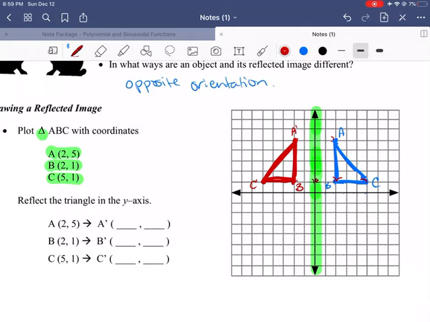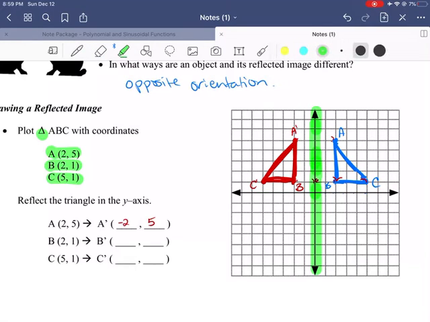So let's talk about what the coordinates are of this different point. So A, that was at 2, 5, is now at -2, 5. Did the height change at all? No, it didn't. So the height doesn't change if you're flipping over the y-axis, and that makes sense because your object isn't moving up or down, it's only moving left or right. So only your x coordinates should change.